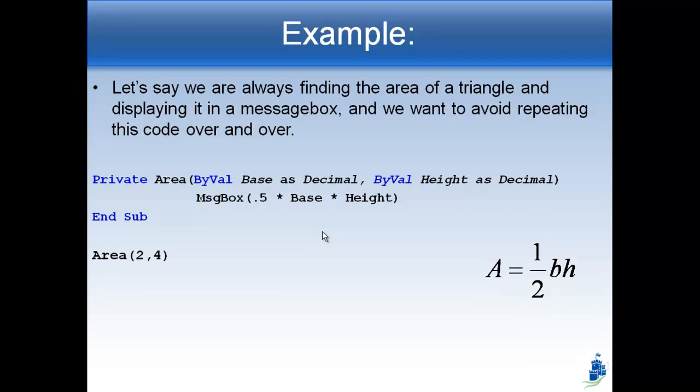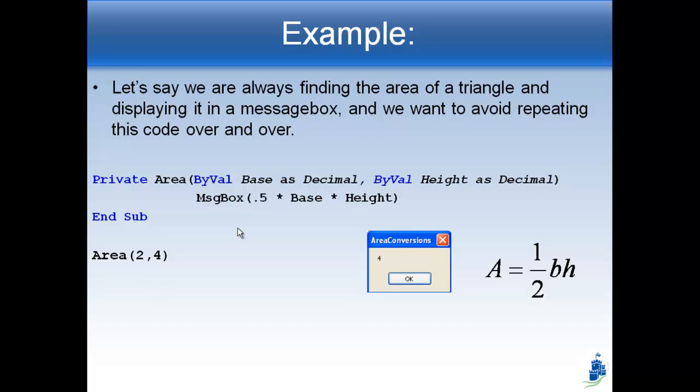Somewhere else in the code, you could say, for example, area of 2, 4. We're passing the 2 values, 2 arguments, into area. So area says, all right, my base is 2 because that was the first number, and my height is 4 because that was the second, and you can see the comma separates them. And we say, all right, message box 1/2 of base, which is 2, and height, which is 4. 2 times 4 is 8, so we should get 4, right? Half of 8 is 4.